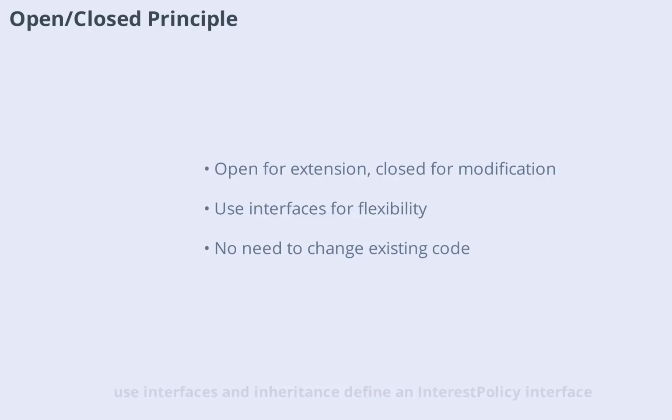Instead, use interfaces and inheritance. Define an interest policy interface, then create separate classes for each account type. Now, adding a new type is as simple as creating a new class. This approach keeps your code stable and flexible, making future changes less risky.